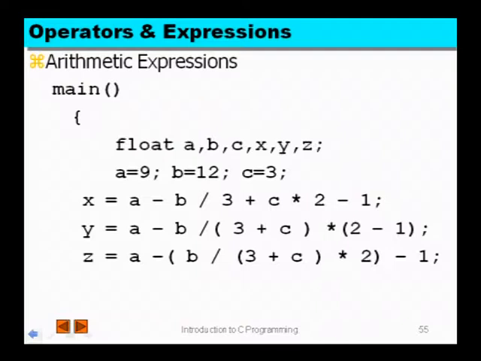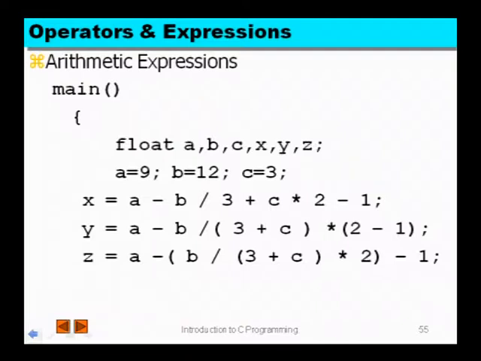So, what is the value of b? b is 12, 12 by 3 becomes 4. Then c is 3, 3 into 2 is 6. So, a 9 minus 4 is 5, then 6 plus 5 is 11, 11 minus 1 is 10. The value of x is 10.